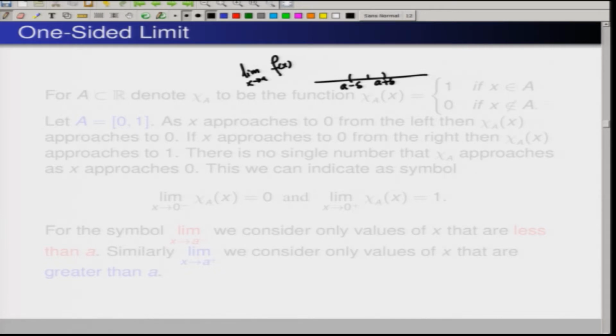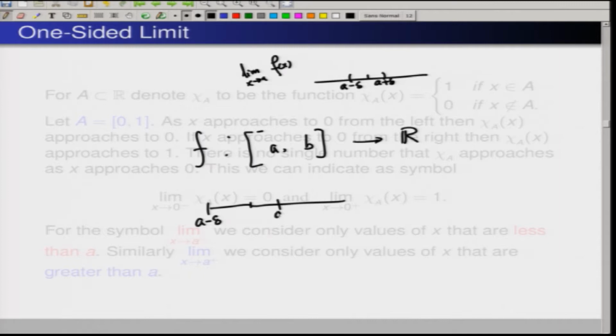Now, suppose we have a function f defined from the closed interval [a, b] to R. If we are interested in the nearby values of f at a, the limit as x goes to a, or x goes to b for that matter, we cannot do this, because a minus delta and a plus delta are not in the domain.